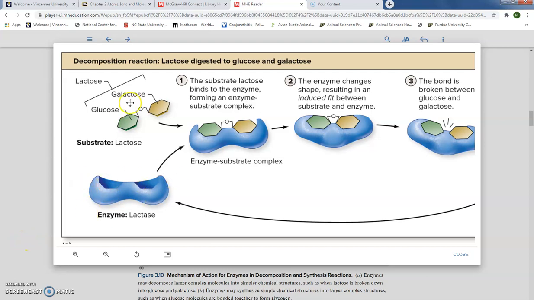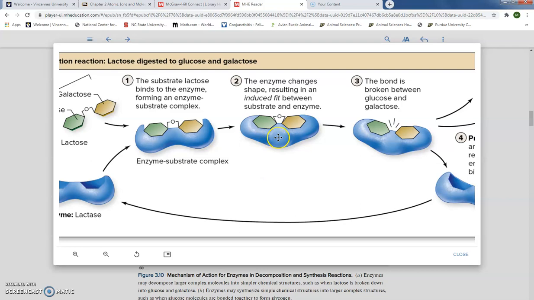So here's our enzyme, here's our substrate. The substrate will bind here to the active site on this enzyme, and we get this enzyme substrate complex. So that's the first step. And then the second step is the enzyme is going to hug the substrate a little bit, and it'll change shape. That allows for a nice tight fit between the enzyme and substrate. They call it an induced fit between the enzyme and substrate.